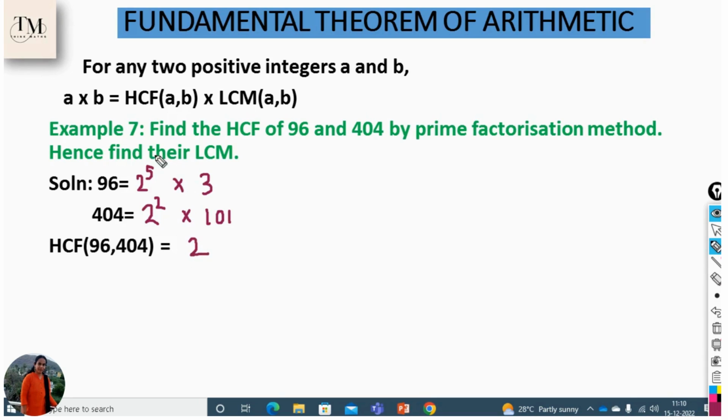So 2 is the common prime factor. Its smallest power is 2. There are two powers, 5 and 2. So 2 is the smallest power. So HCF equals 2 power 2.